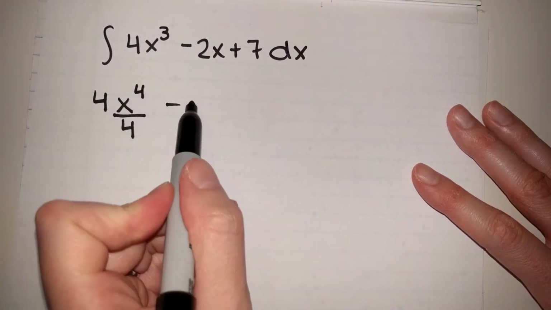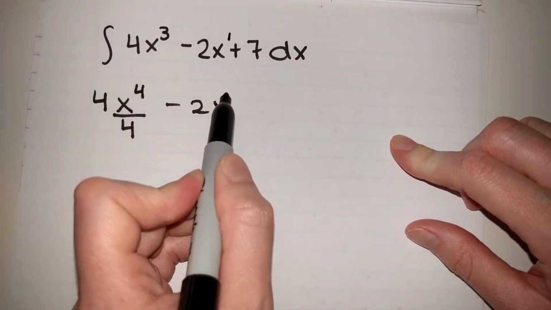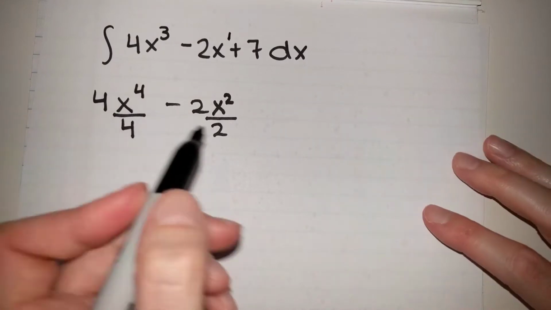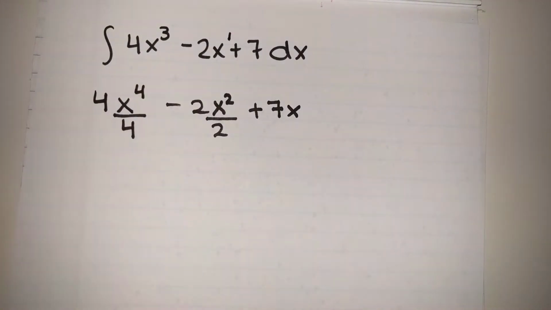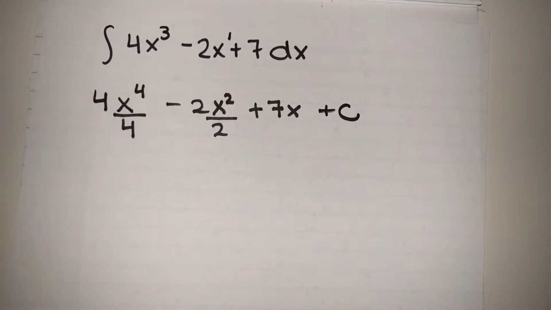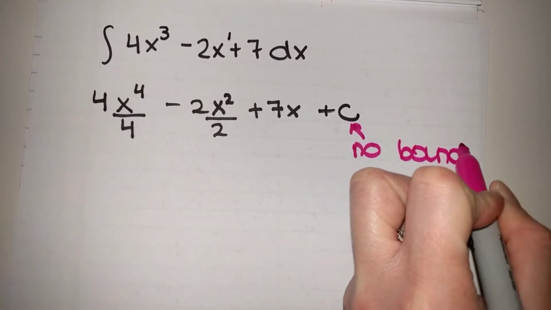And then we have minus, the 2 is going to tag along. The x to the first will become x squared over 2. Then the plus 7 is going to become a plus 7x. Remember, again, with antiderivatives, we add. So the 7 isn't becoming a 0, it's becoming a 7x. And then we have a plus c. And the plus c is because we do not have bounds on the indefinite integral here.